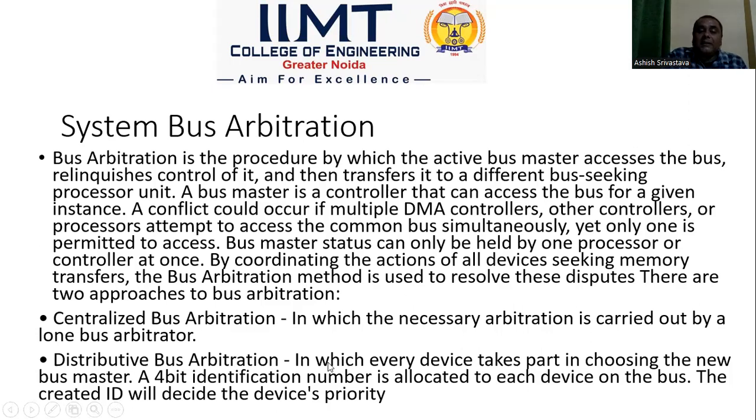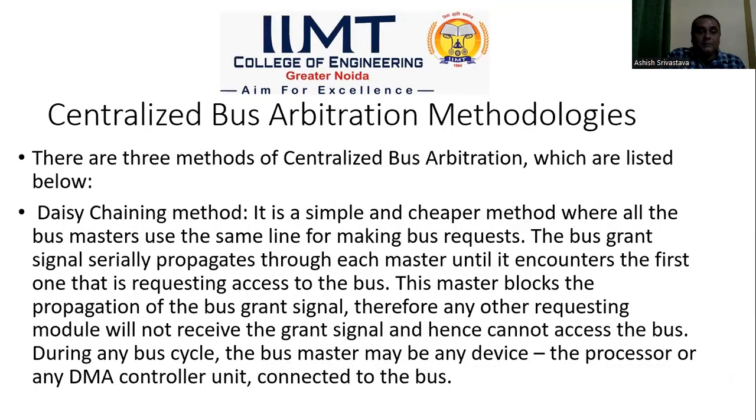In distributed bus arbitration, every device takes part in choosing the new bus master. A 4-bit identification number is allocated to devices on the bus, and this ID decides the device priority. Now, let's discuss the centralized bus arbitration methodology. There are three methods of centralized bus arbitration, listed below. The first one is the daisy chaining method.